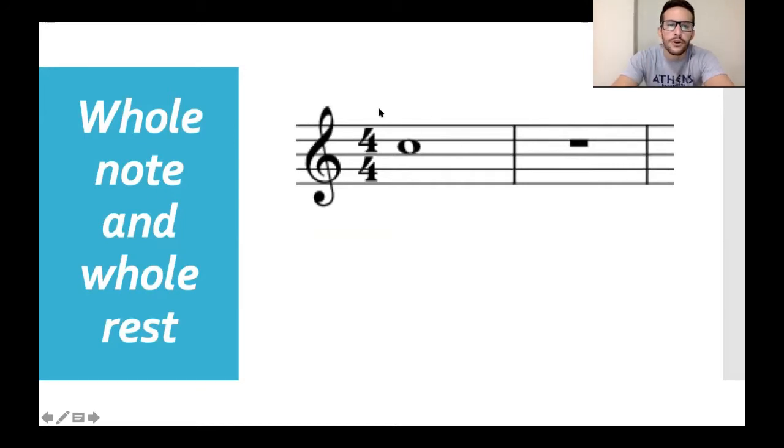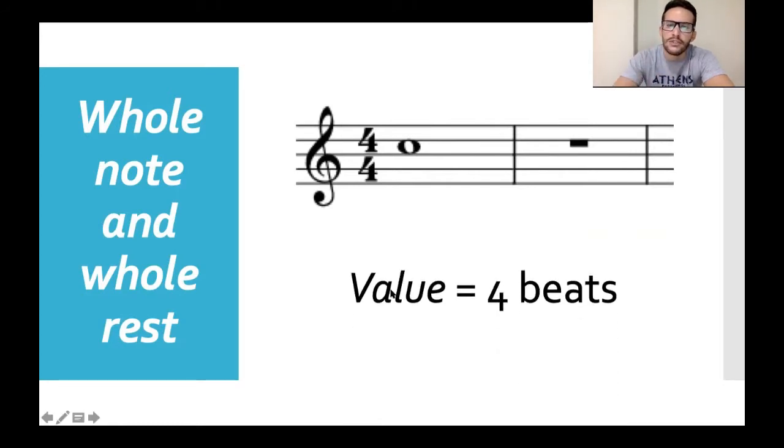So here we have the whole note and the whole rest. Both of them have a value, okay, and that value is 4 beats long. Okay, so the whole note lasts for 4 beats, and the whole rest is also lasting for 4 beats.